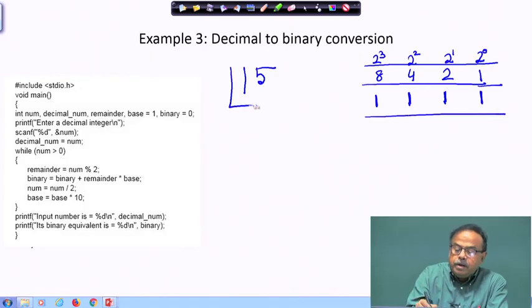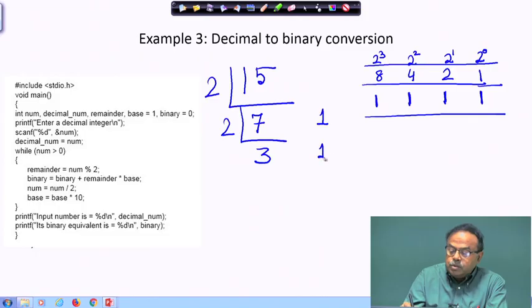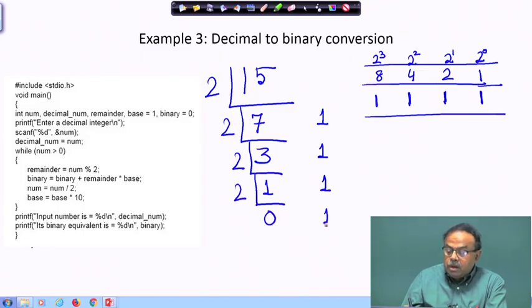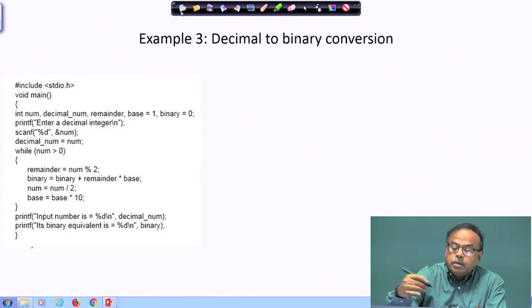Let us see. 15 I divide by 2. My quotient is 7 and remainder is 1. I again divide it by 2. My quotient is 3 and remainder is 1. I divide it by 2 again. My quotient is 1, remainder is 1, I divide it by 2 again, my quotient is 0 and the remainder is 1. I read it in this direction and we get 1 1 1 1. All right.